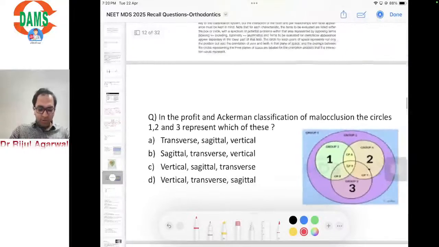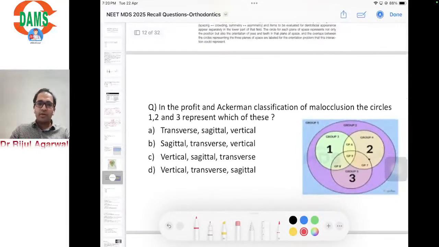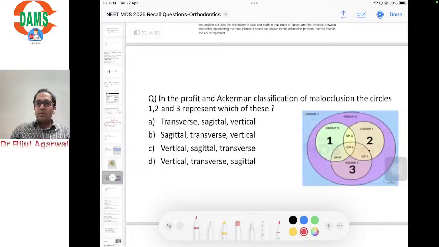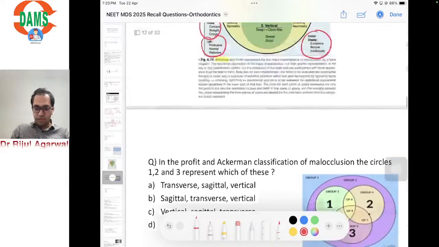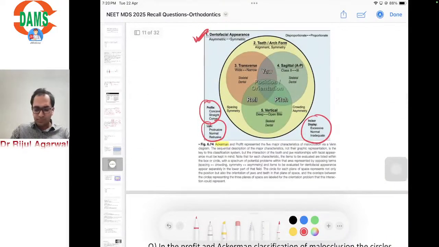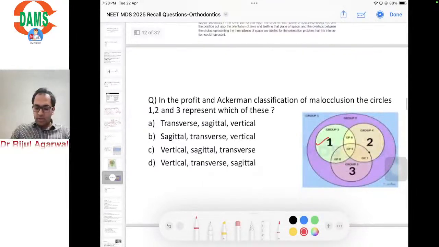Next question. This time there were two questions from the Ackermann Proffit classification. In the Proffit and Ackermann classification of malocclusion, the circles 1, 2 and 3 represent which of these? Okay, a very easy question. We just saw the previous diagram. This is transverse, sagittal and vertical. So here circles 1, 2, and 3 represent this. The correct answer is option A, transverse, sagittal, and vertical.